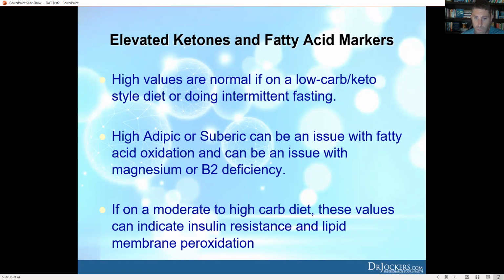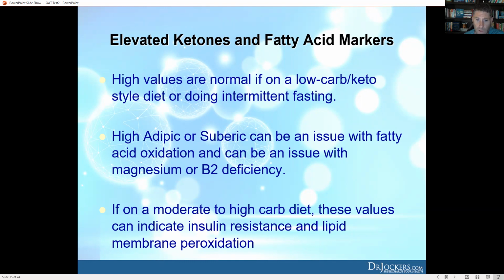They could be an issue with magnesium or B2 deficiency. So again, we want to look at other markers that could be related to magnesium or B2 deficiency. And also, if we have a lot of oxidative stress, it will damage our fatty acid metabolism. So it could also be markers of, basically, inflammation and oxidative stress.